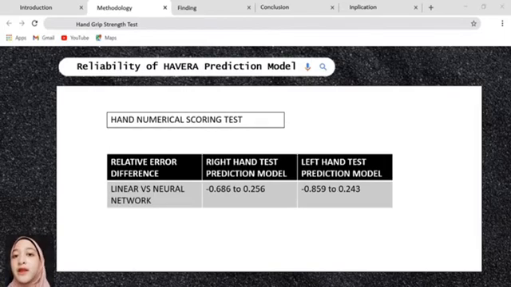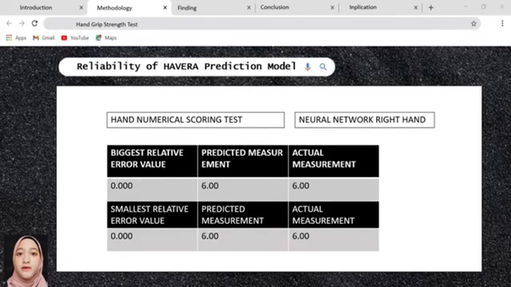For reliability of the continuous HAVERA prediction model based on hand numerical scoring test, all test samples have a small value of relative error. The difference of relative error value for linear and neural network right hand test prediction model ranges from negative 0.686 to 0.256, while for left hand prediction model it is between negative 0.859 to 0.243. For both right and left hand, the models show a reliable association between age and working experience.